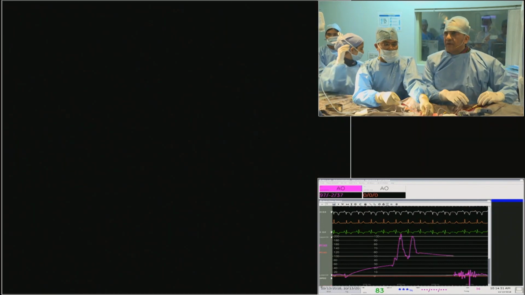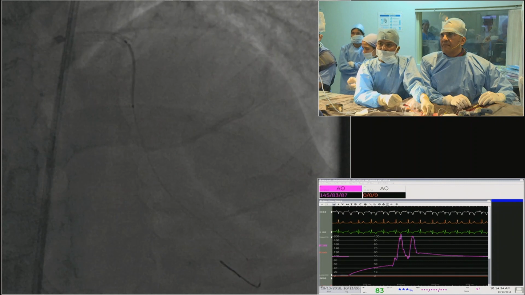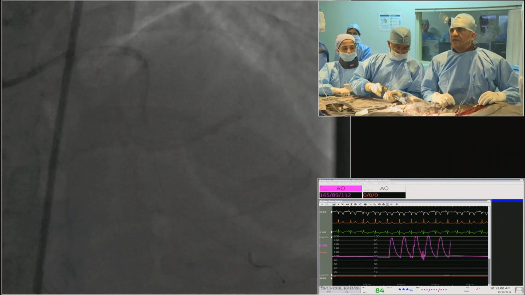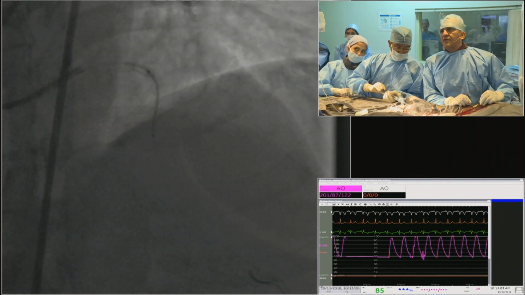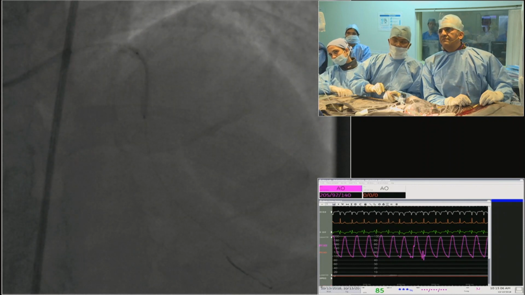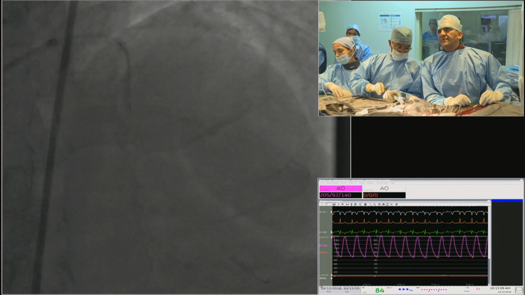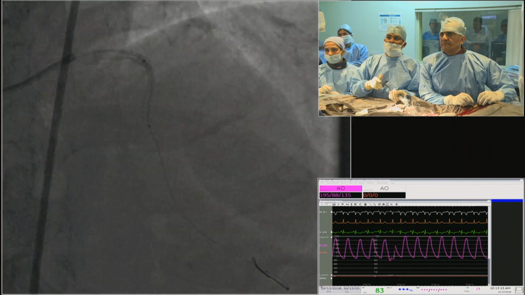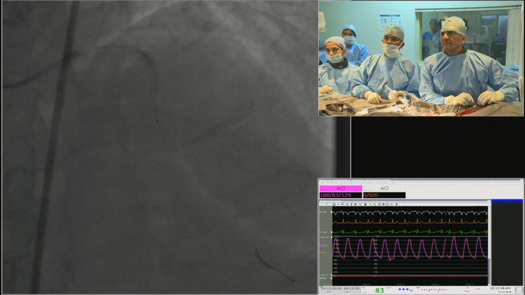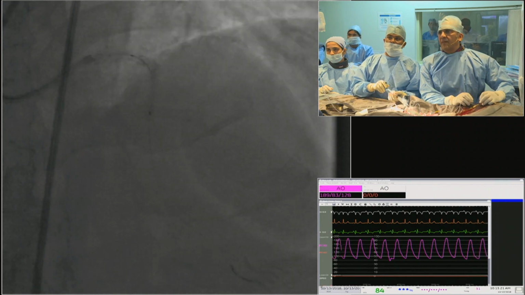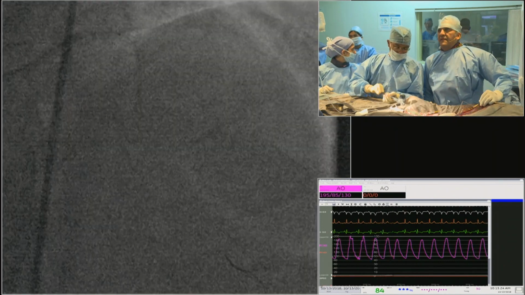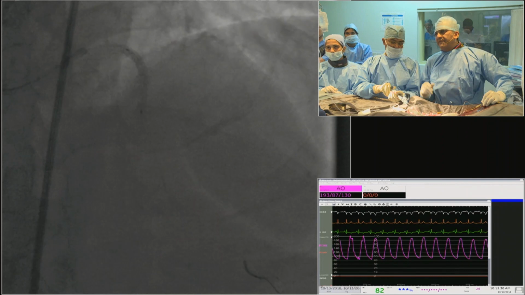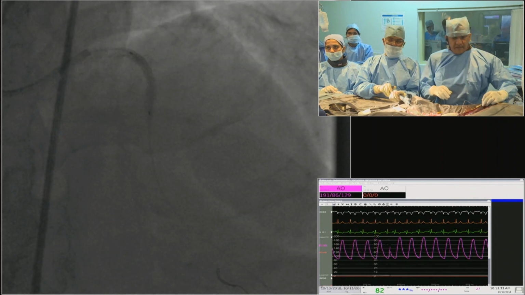Go up. Take a picture. Yeah, go up, go up. This is perfect. This is 2, 3, 4, 5, 6. Down. Now come up, go 10, 12. So I just deployed it at a very low pressure, and I've got my balloon in and I'm going up to 10, 12. Thank you. Down.